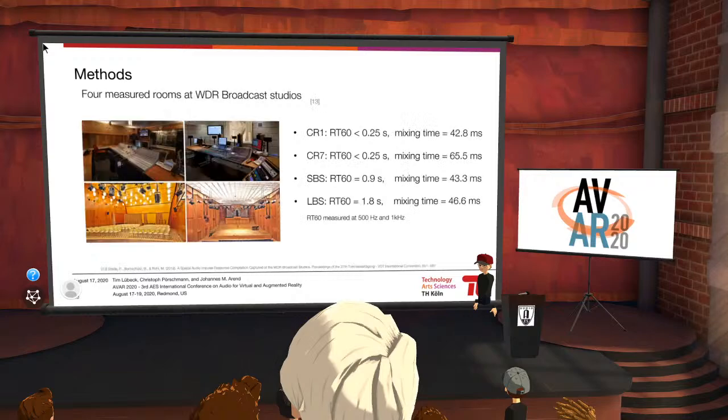The final listening experiment was done for 4 different rooms to test different reverberation times. Those rooms were measured at the WDR broadcast studios here in Cologne, ranging from a reverberation time of 0.25 seconds up to a very large reverberant room with a reverberation time of 1.8 seconds.